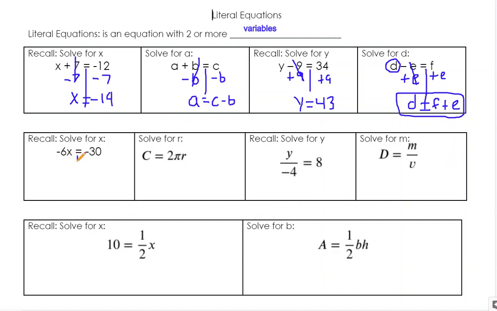All right, here's another one-step equation. I get negative 6x equals negative 30. Well, a number next to a variable means multiply, so I know I have to divide by negative 6, because negative 6 divided by negative 6 gives me 1, and I want 1x.